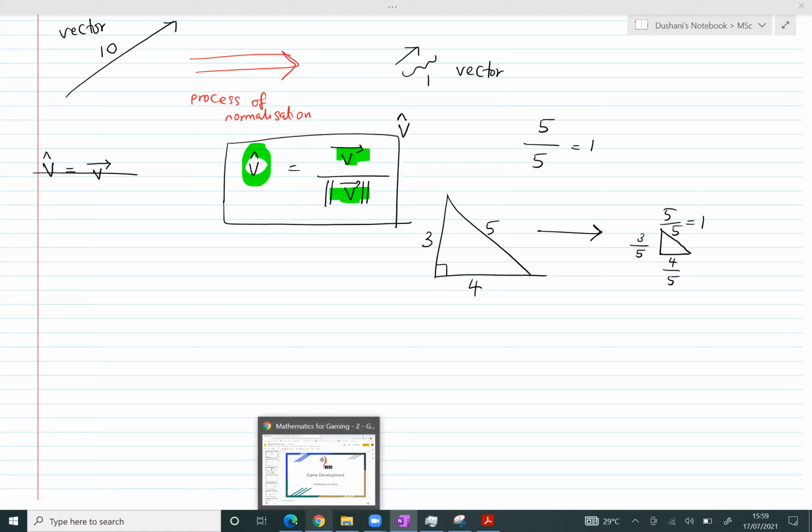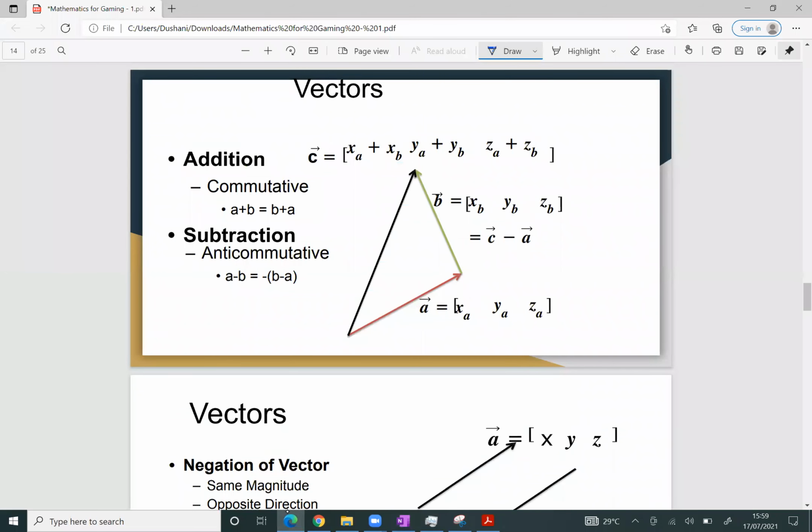Now let's look at the operations that we perform on vectors. So we have vector addition and subtraction. Addition complies with the commutative law and subtraction does not.